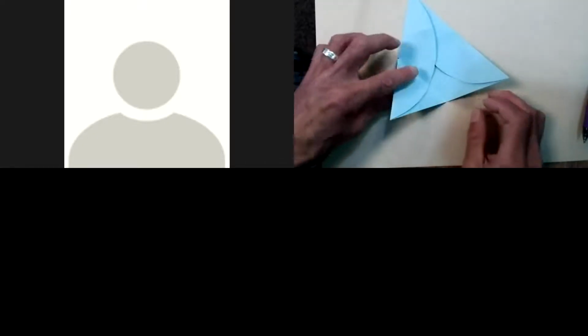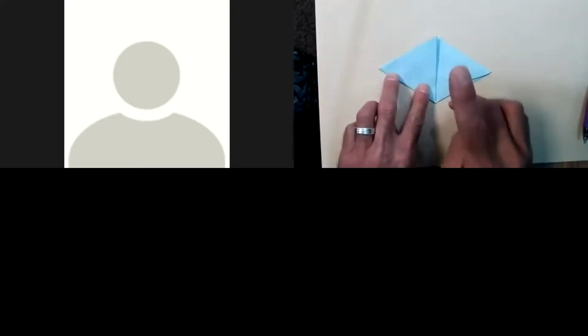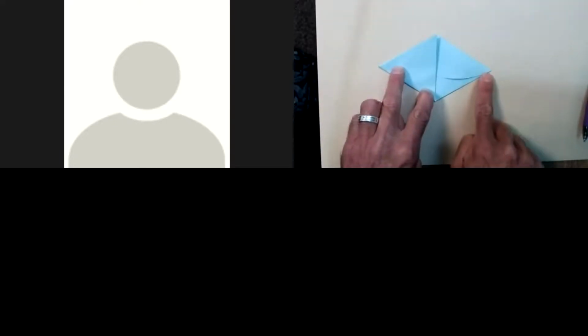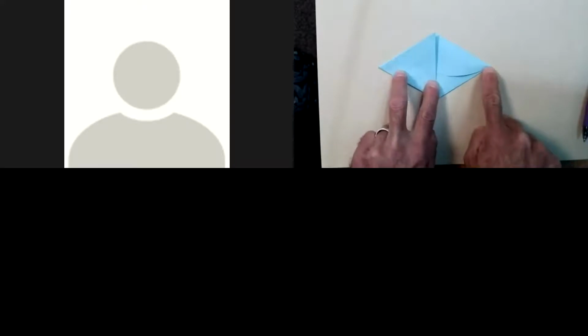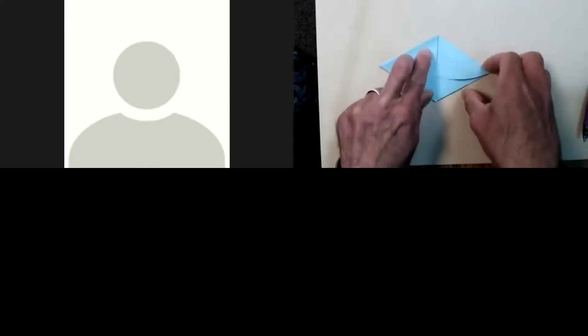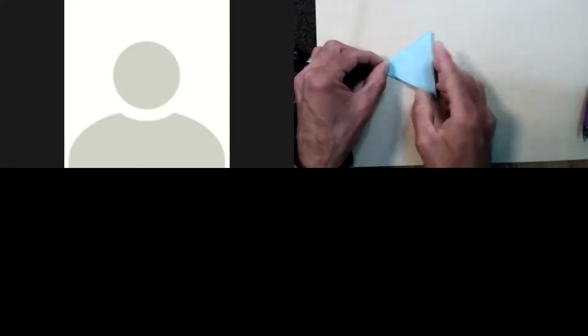Okay. Moving on. Back to the rhombus here. We are going to take this acute vertex. This would be an obtuse vertex. We're going to take that acute vertex and fold it to the other acute, opposite vertex. So this vertex on the left, fold it over so it gets as close as I can get there.